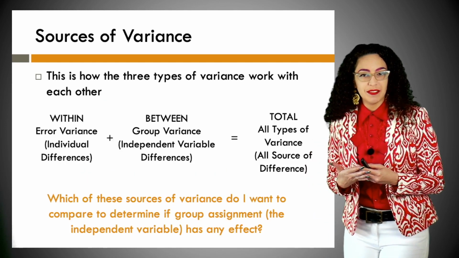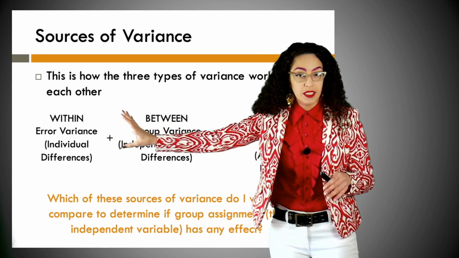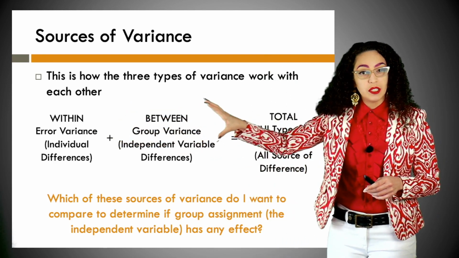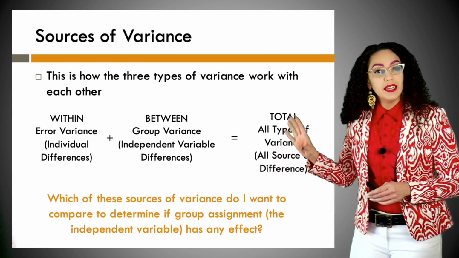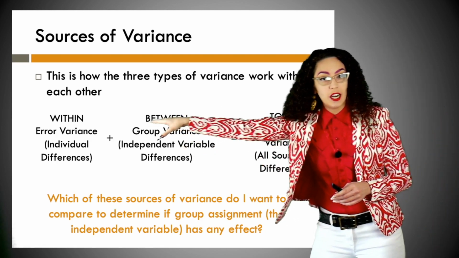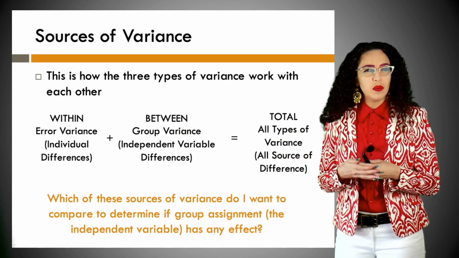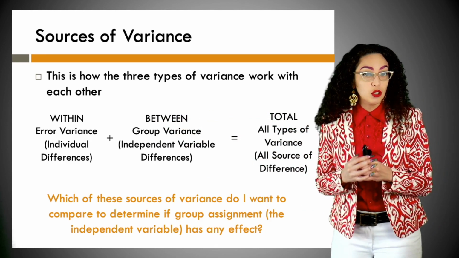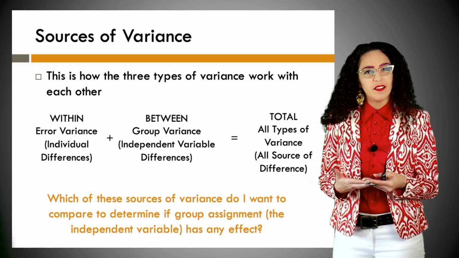Here are our 3 types of variance. We have within, which is the error due to just individual differences. We have the between, which is group variance that is due to your independent variable. And then we have the total variance, which is the combination of the within and the between. So which of these variances do we want to compare to see if that grouping variable, that independent variable, the way that you studied, had any effect?